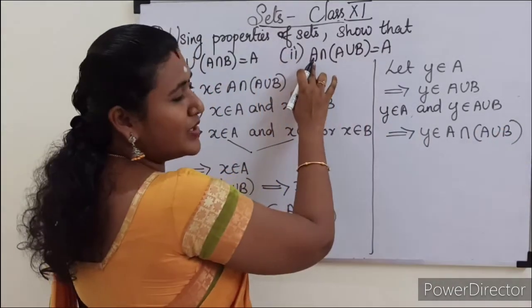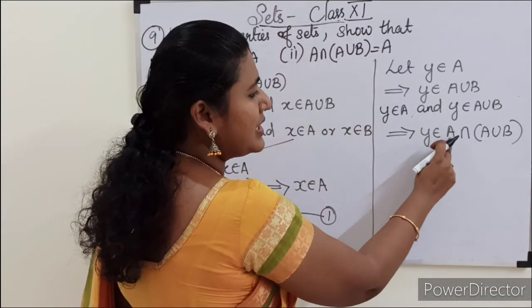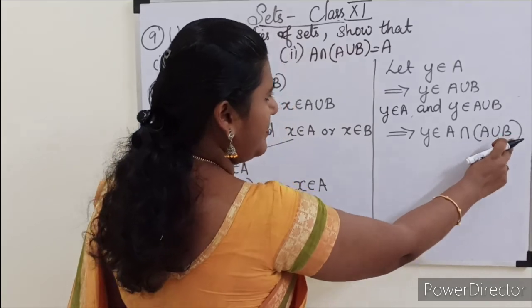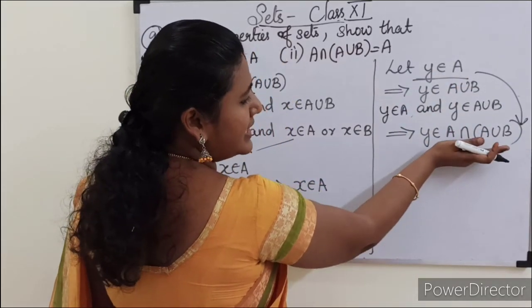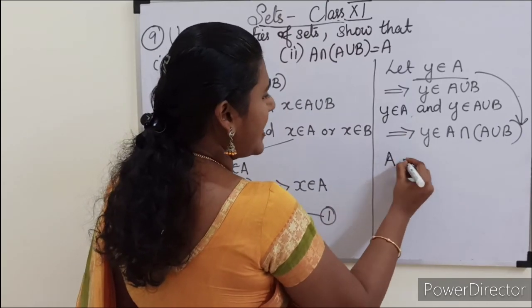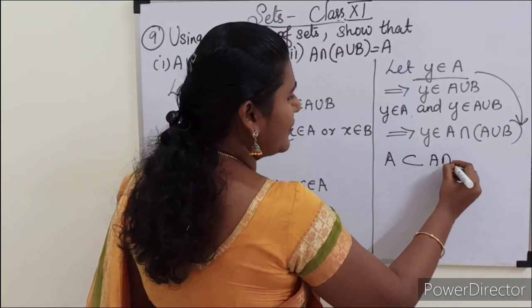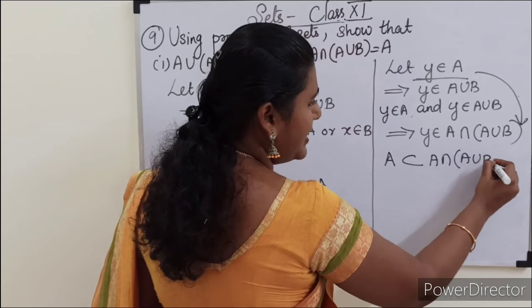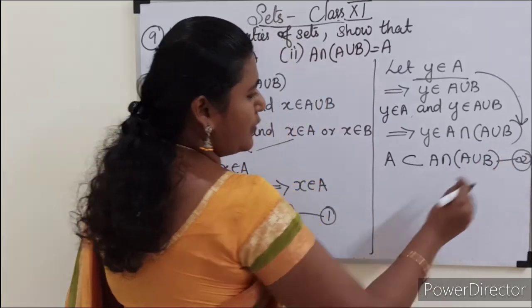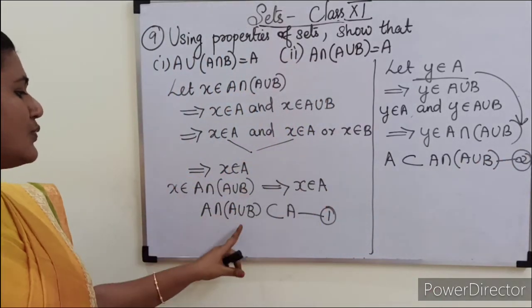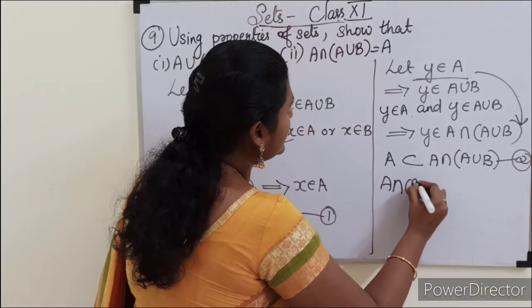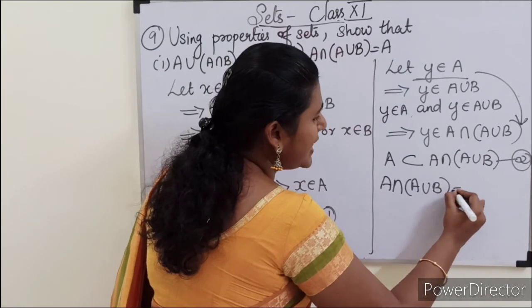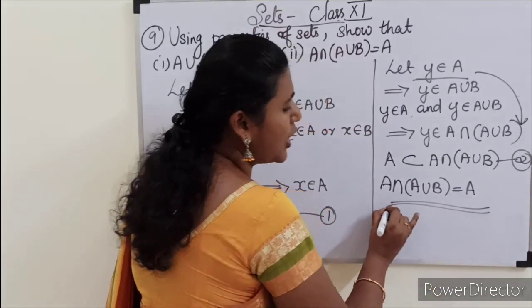So this is what actually we want. Y belongs to A intersection (A union B). So we have started from here and we have got this condition now. So we can write A is a subset of A intersection (A union B). So this is the second equation. From these two conditions, we can say that A intersection (A union B) is equal to A. So this is how you have to prove.